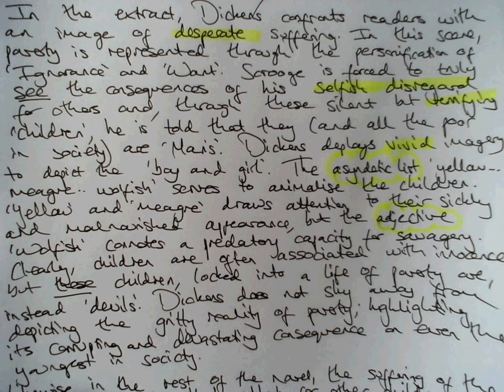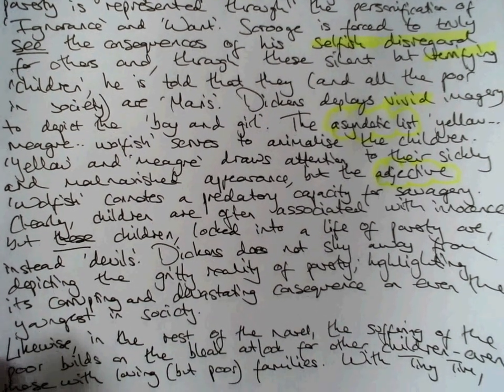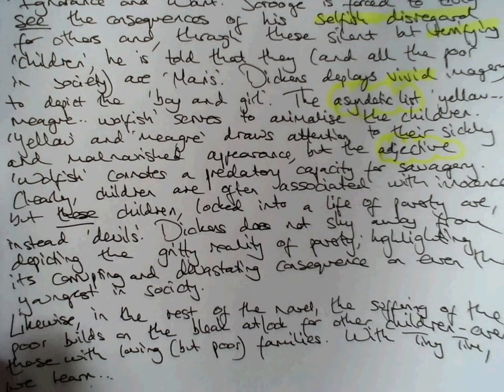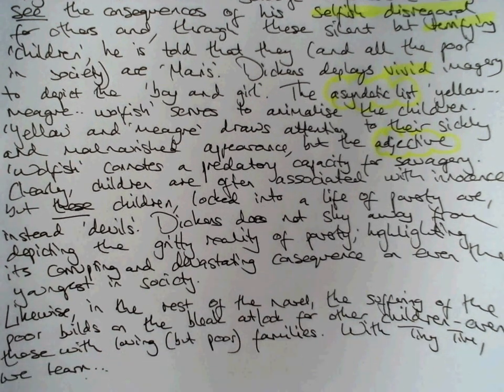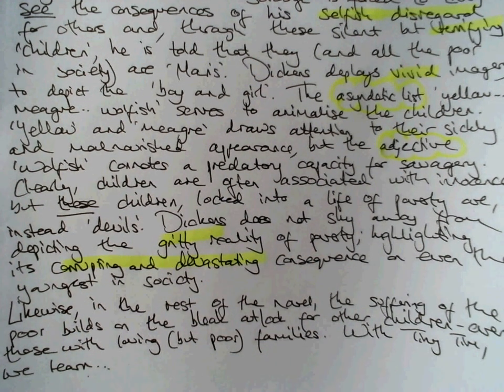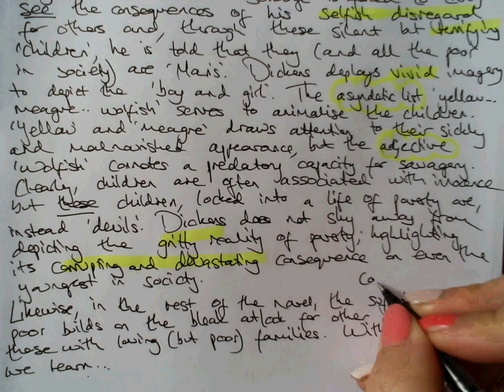So it's a bit like your language question on Paper 1. And I'm analysing the impact of these choices, Dickens' choices here. And going on to explain a little bit more. So when I talk about here, clearly children are often associated with innocence, but these children locked into a life of poverty are instead devils. My commas are a bit all over the place there, apologies. Dickens does not shy away from depicting the gritty reality of poverty, highlighting its corrupting and devastating consequence on even the youngest in society. Now, this is context.